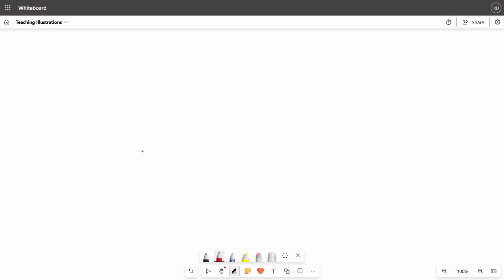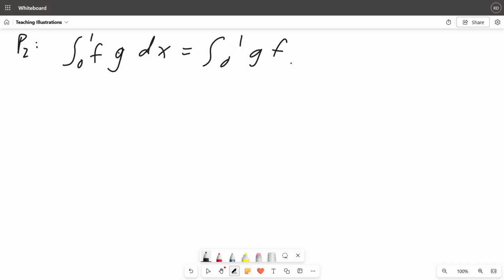So let's show that this is an inner product. Okay, on P2. All right, so since we're on P2, we will take an f and g, and let's see. The integral of f times g from 0 to 1 dx would be the same as the integral of gf dx. That's fg, and that's gf.